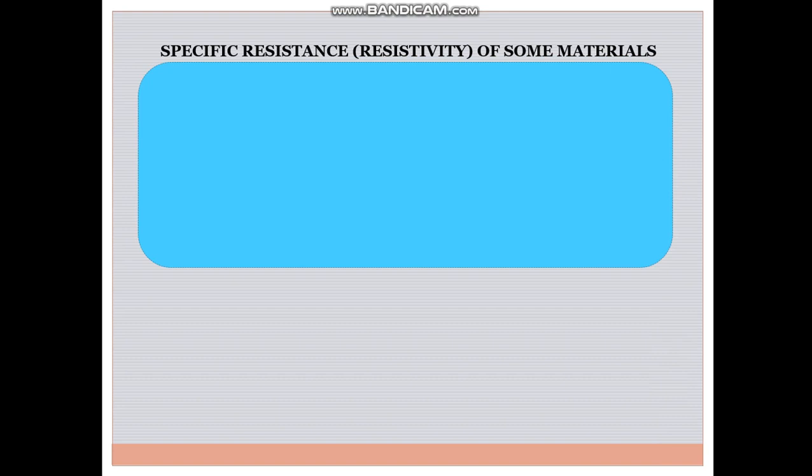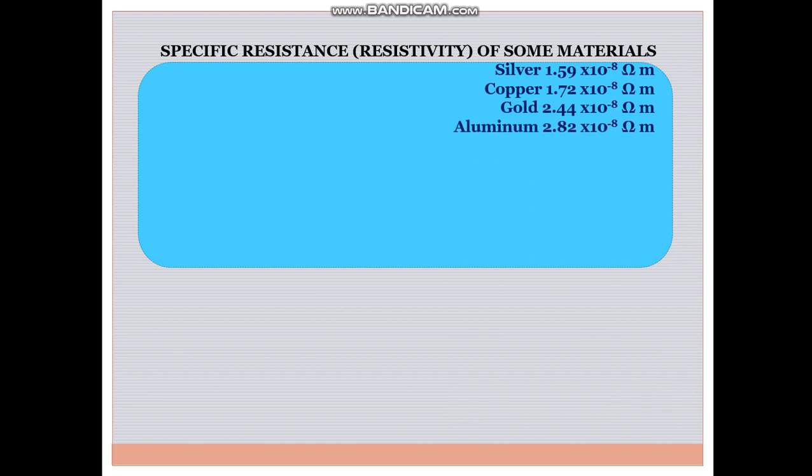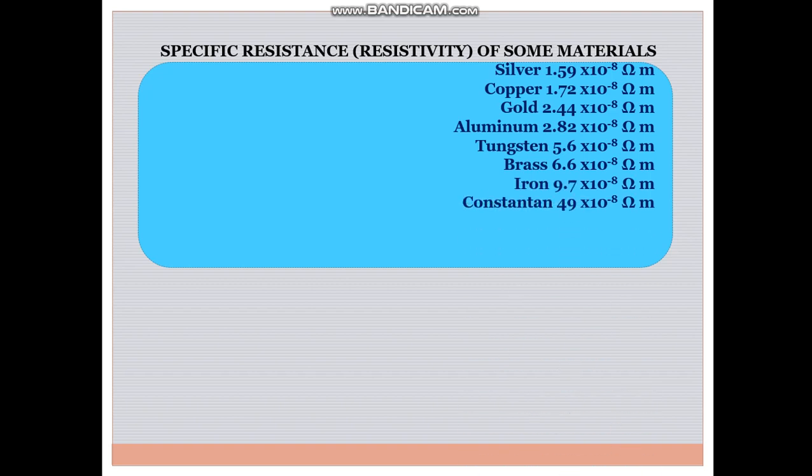Now let us talk about the specific resistance or resistivity of some materials. Silver 1.59 into 10 to the minus 8 ohm meter, copper 1.72 into 10 to the minus 8 ohm meter, gold 2.44 into 10 to the minus 8 ohm meter, aluminium 2.82 into 10 to the minus 8 ohm meter, tungsten 5.6 into 10 to the minus 8 ohm meter, brass 6.6 into 10 to the minus 8 ohm meter, iron 9.7 into 10 to the minus 8 ohm meter, constantan 49 into 10 to the minus 8 ohm meter, mercury 95.8 into 10 to the minus 8 ohm meter, nichrome 100 into 10 to the minus 8 ohm meter.